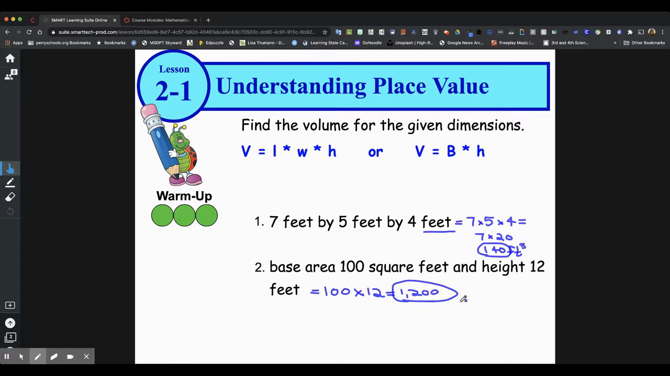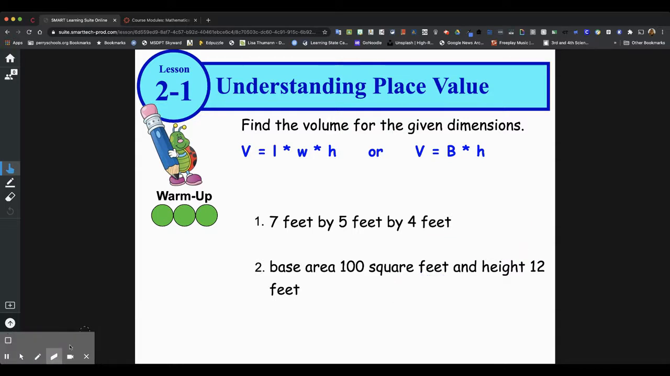Cubic feet. And then for number 2, base area is 100 square feet, and the height is 12 feet. So we know that would be 100 times 12, which gives us 1,200. And again, we need to say square feet.